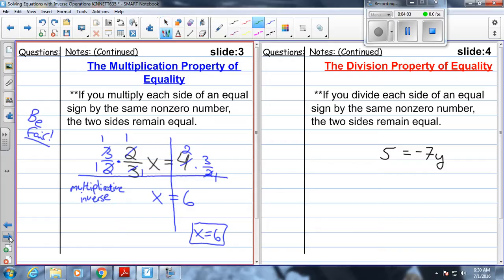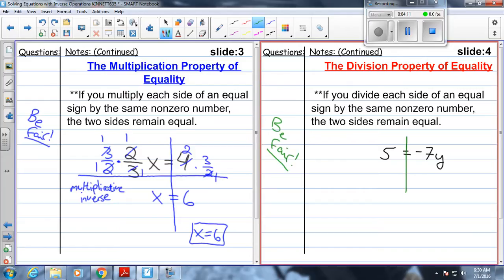So again, on the division property of equality, it's just being fair. Whatever I do to the left, I have to do to the right. We're going to draw a line here, and this time we're actually working on the right side first because we always work on the side with the variable. And what operation is in between -7 and y?